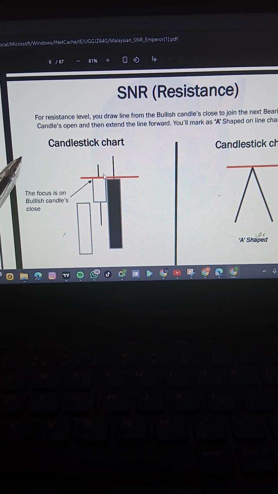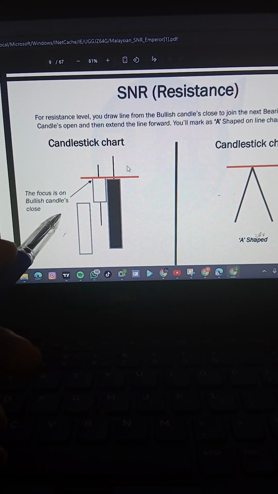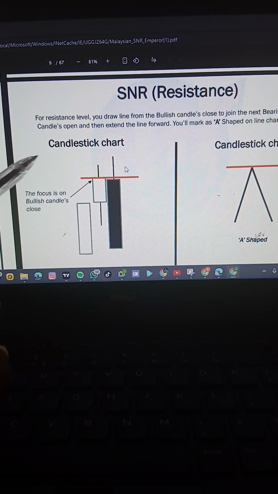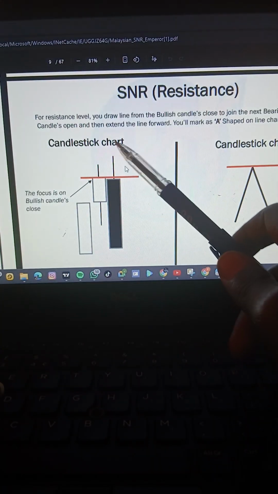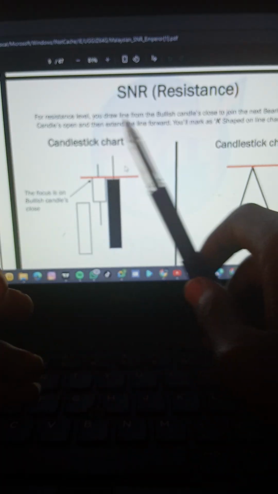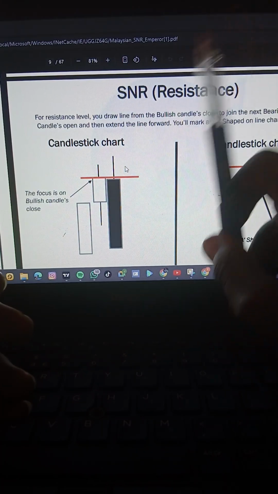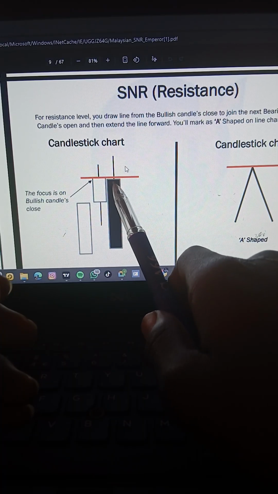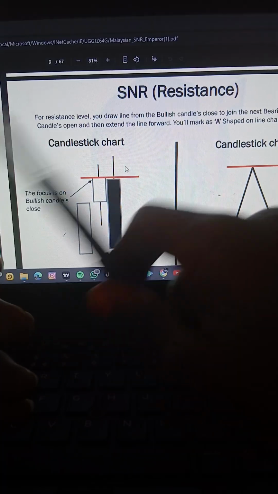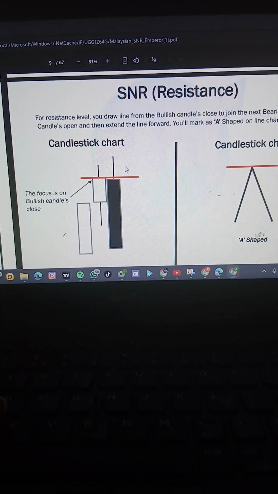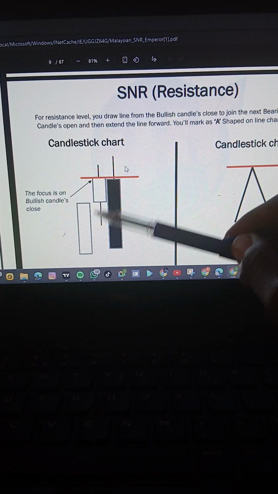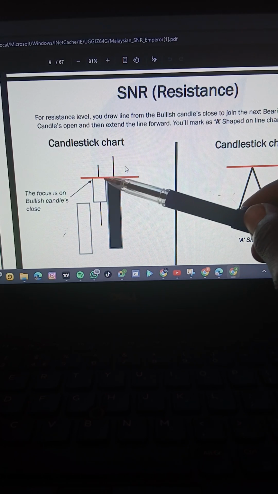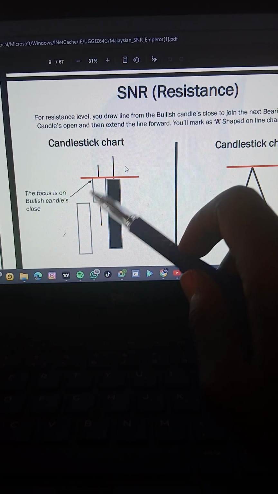For a resistance, this is how we are going to be marking our resistance. We need to be drawing a line from a bullish candle close and joining the next bearish candle's open. Why? Because when it is closing below the previous close, you see, this is the close I'm marking.